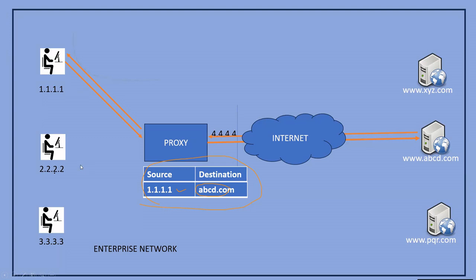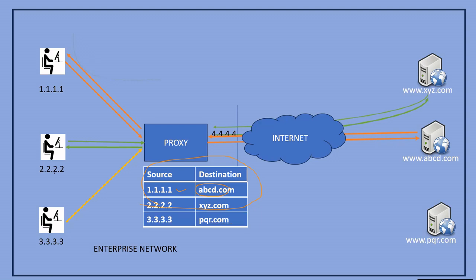Similarly, the same type of request happens for 2 and 3. So you can see the request coming in from 3, populating the table on the proxy, going to PQR, sending a response back to the proxy. The proxy will give the page back to 3.3.3.3. So this is how normally a proxy works, a forward proxy, whenever you're sitting on the enterprise network. What it's doing is shielding the enterprise from the big bad internet. That's what it's doing.